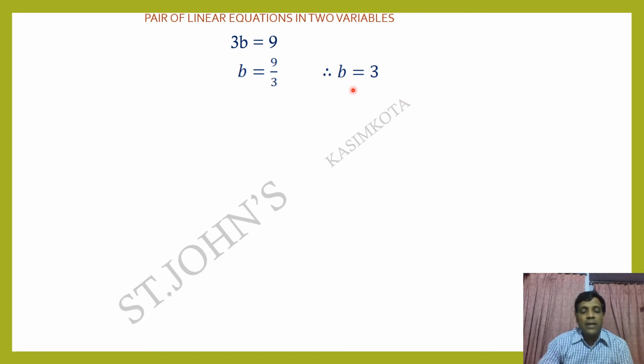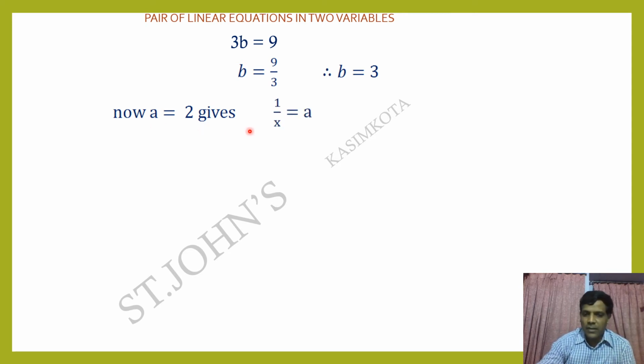So what is meant by a? 1 by x equals a. 1 by y equals b. So substitute these values in the first equations. Now a equals 2. a means 1 by x. So 1 by x equals a, which means 2. 1 by x equals 2.